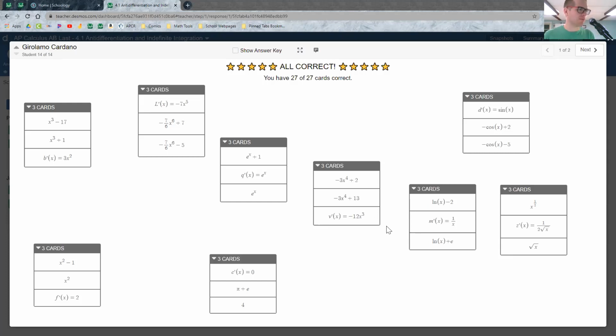But anyways, the thing I want to point out here, look at that. There's at least two terms in each of these. And the constant at the end doesn't matter whether it's there or not. Look over here, for q prime of x, it could be e to the x or e to the x plus 1. It doesn't matter. The derivative of both of those is e to the x, because the derivative of a constant is just 0, which we also saw with c prime of x.